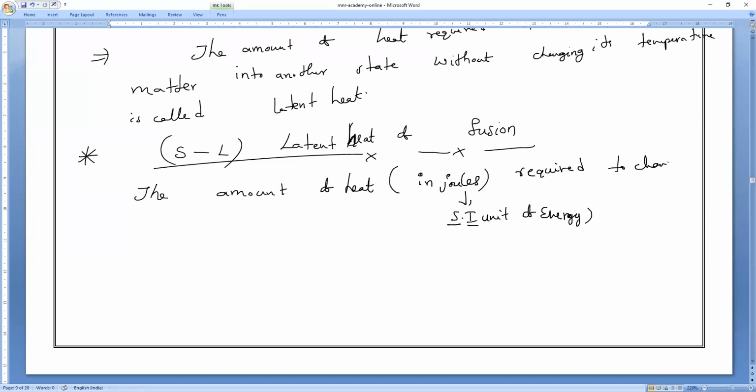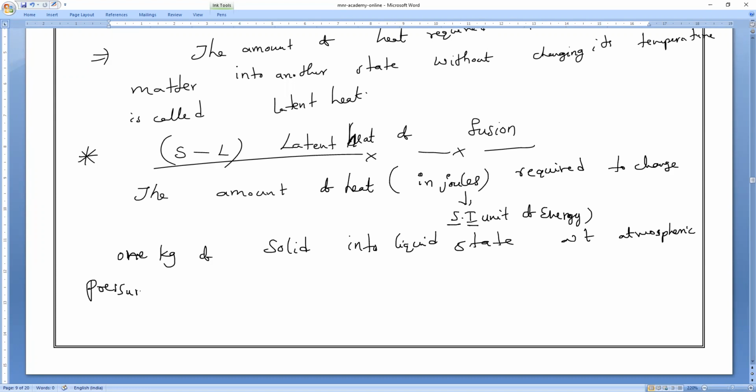to change, this is fusion, guys, 1 kg of solid substance into liquid state at what pressure? Atmospheric pressure. So pressure is always constant. Understand, Nivedan? Sangamitrai? Atmospheric pressure.